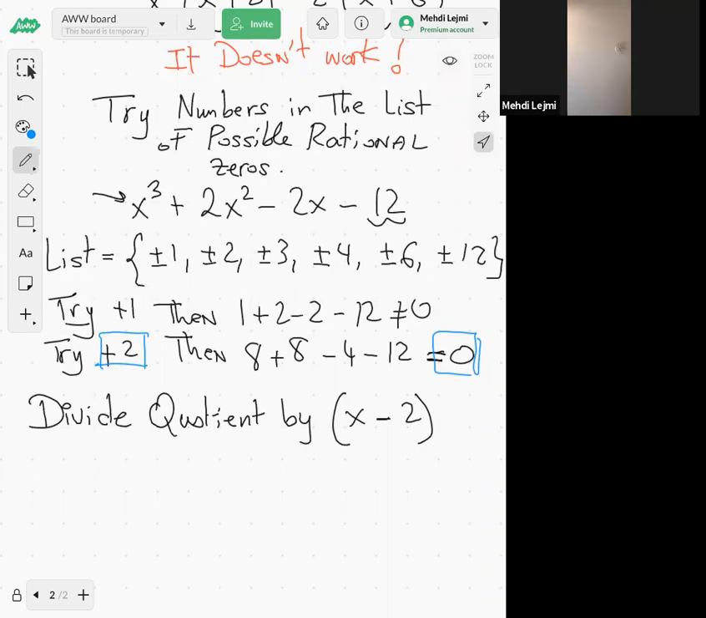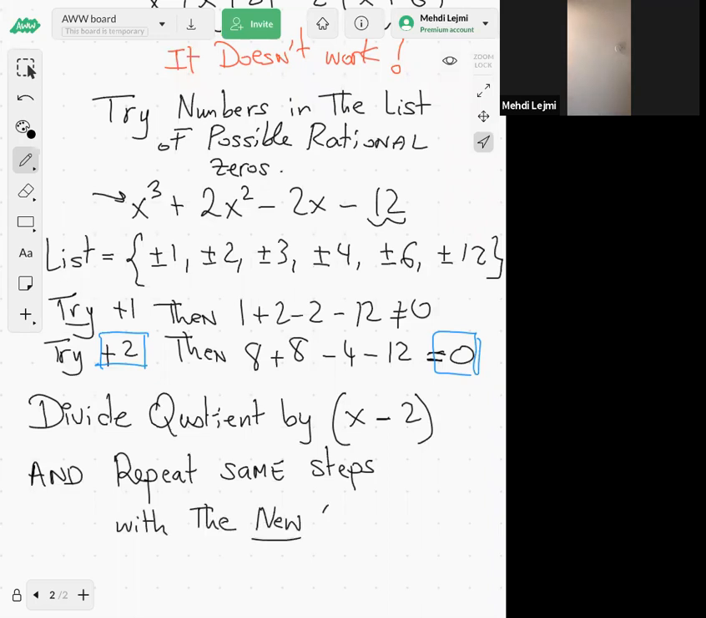Sorry guys, I went over time, so I guess I'm going to stop here. But all I'm saying is, divide the quotient by x minus 2, and then repeat the same steps with the new quotient. Anyway, I'm going to stop here, guys, and I will start, I guess, next time on Wednesday.